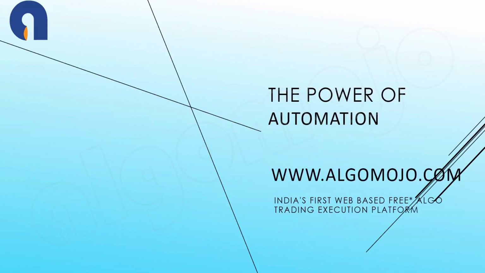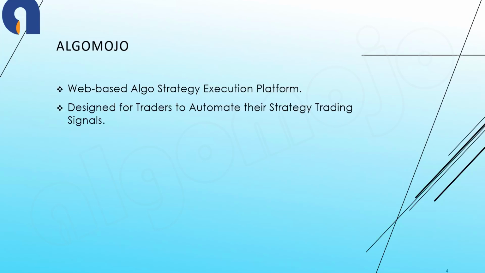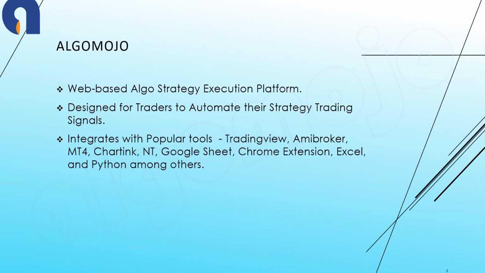Our website is algomojo.com. It's a web-based strategy execution platform. We don't have any app on mobile or on the desktop. It's a web-based solution that we are providing. It's designed for traders to automate their strategies, using the signals generated from your charting tools for buying or selling of shares or whatever symbols or instruments that you would like to trade.